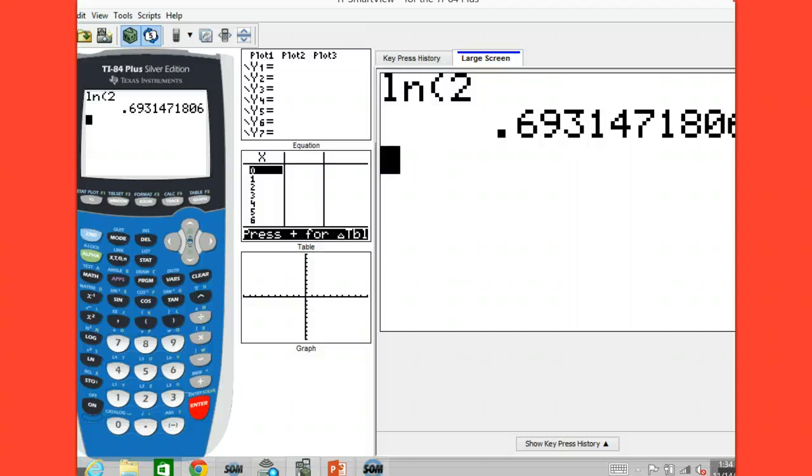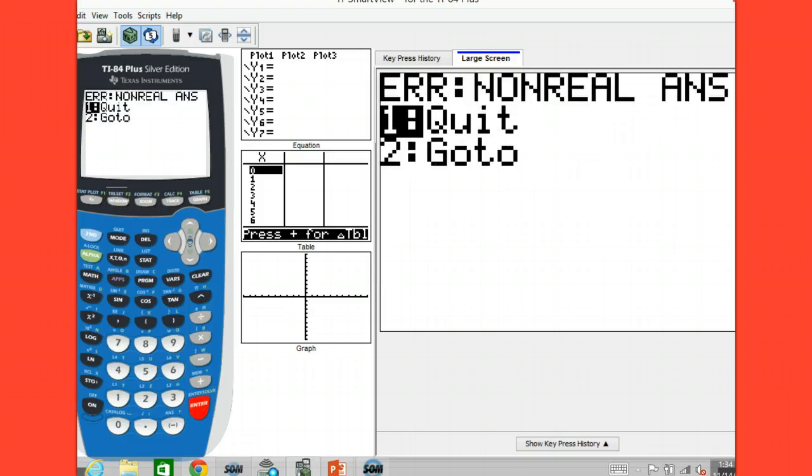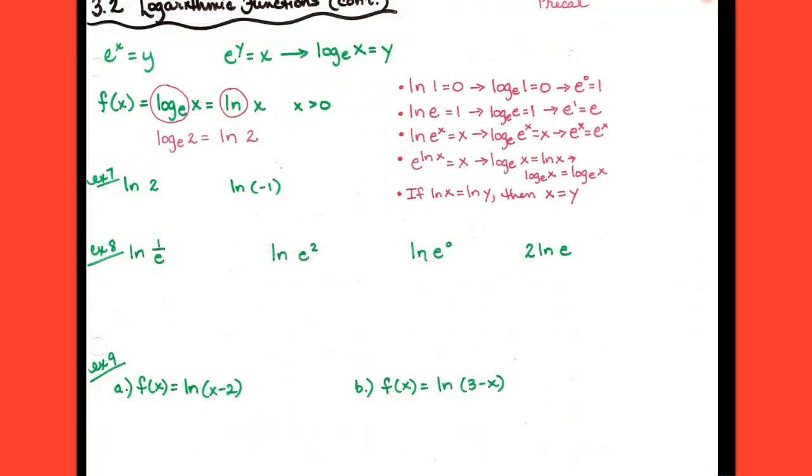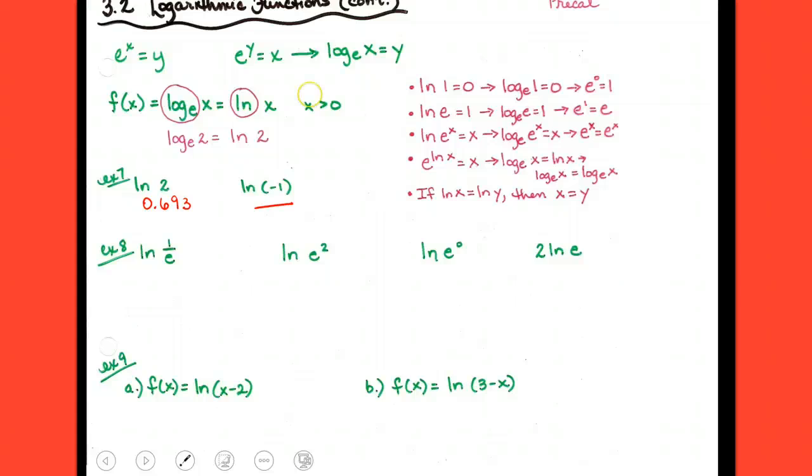All right, what if you try to take the natural log of negative 1? What do you get? Yeah, I get an error statement, non-real answer, or sometimes when I put a value in, it'll tell me that there's a domain error. And again, that goes back to that idea that you can't take the log of a number that's less than 0 or equal to 0. So if I ask my calculator to take the log of 0, the natural log of 0, the log of a negative number, the natural log of a negative number, it's always going to give me an error message for that reason.